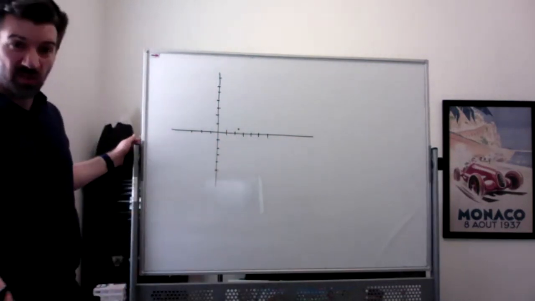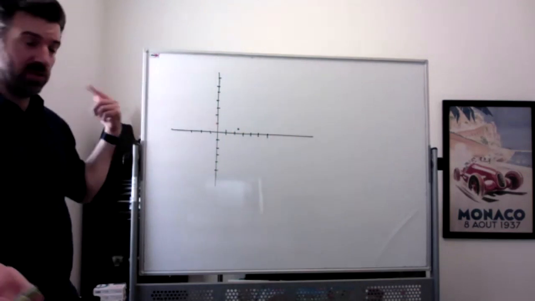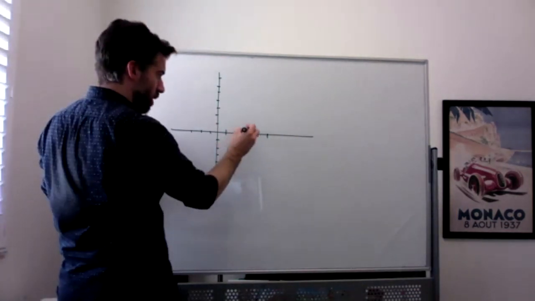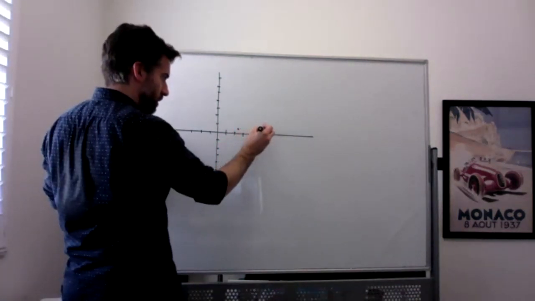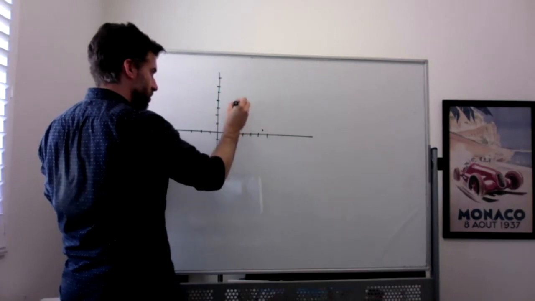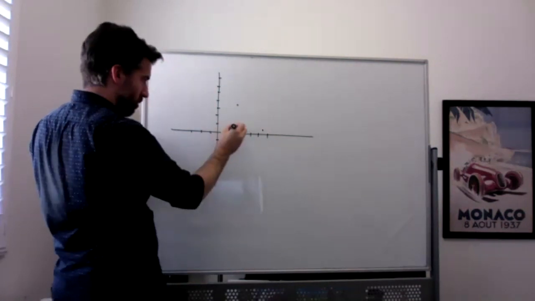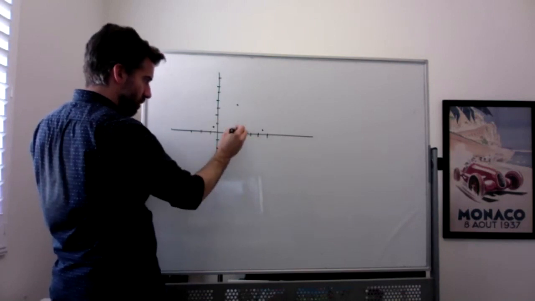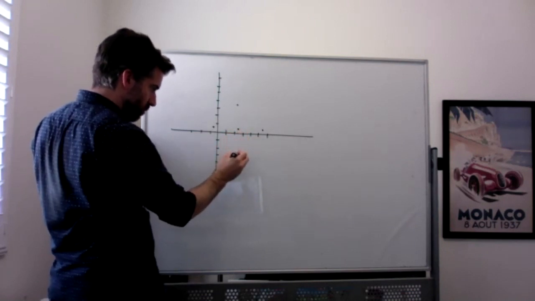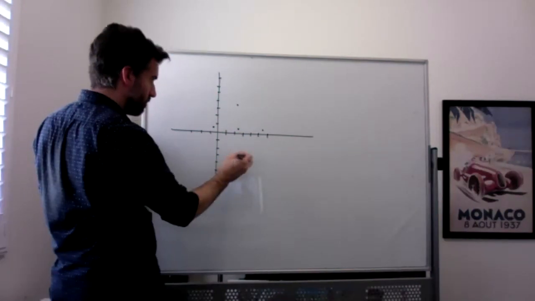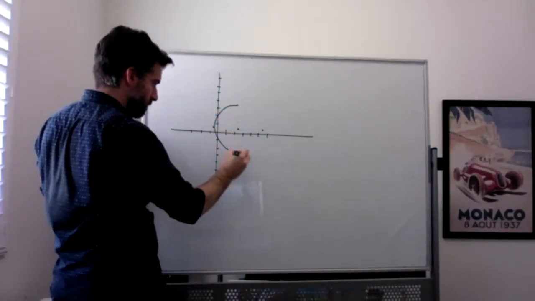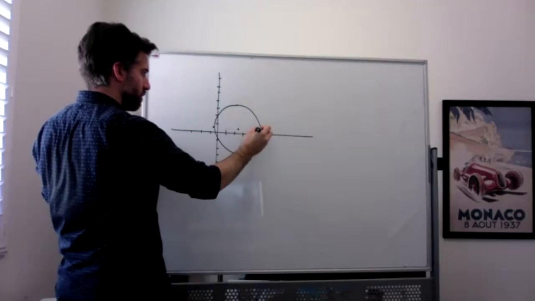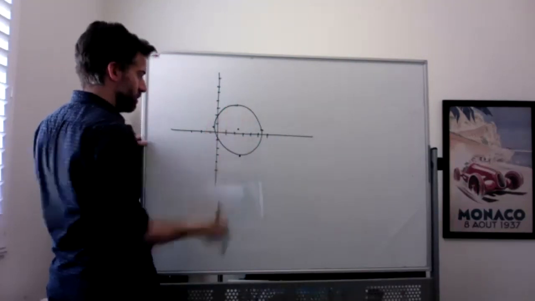And my radius is 3. So I'm just going to go 3 in each of the 4 directions. So I'm going to go 1, 2, 3 to the right, 1, 2, 3 up, 1, 2, 3 to the left, and 1, 2, 3 down. So there we go.